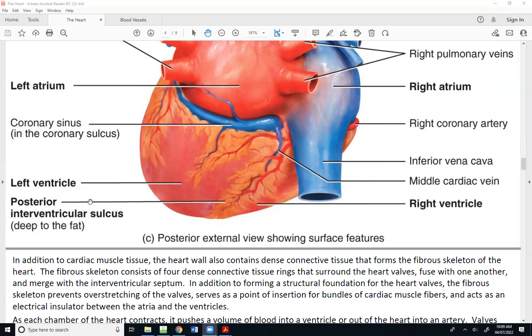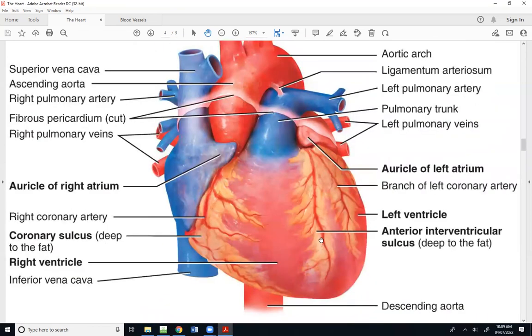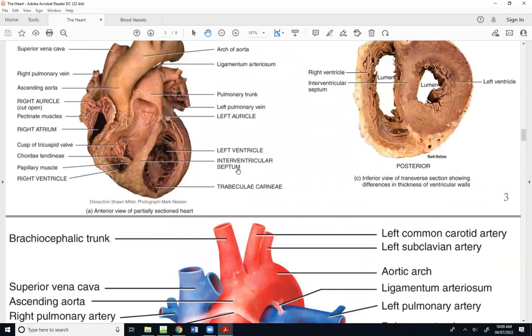Okay. The simplicity between the two is posterior is going to be on the back side, whereas the anterior is going to be on the front side. Okay. And as we saw the other day, the word interventricular just simply means between the ventricles. Okay. Very easy to confuse the anterior and posterior interventricular sulcus with what we talked about last time, what we call the interventricular septum.